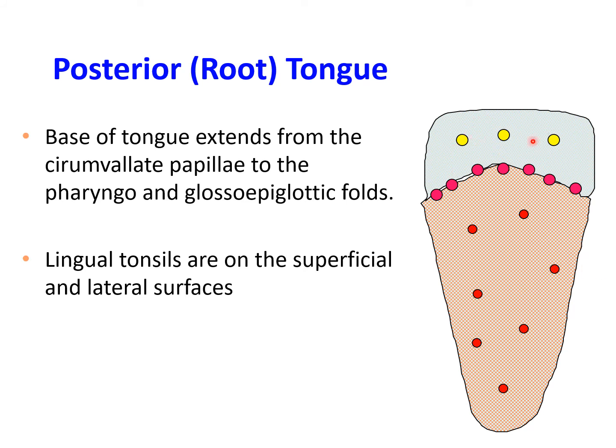The posterior one-third of the tongue is also known as the root of the tongue, and it extends from the sulcus terminalis to the pharyngo and glossoepiglottic folds, and it's the posterior one-third of the tongue which contains lingual tonsils on the superficial and lateral aspects.